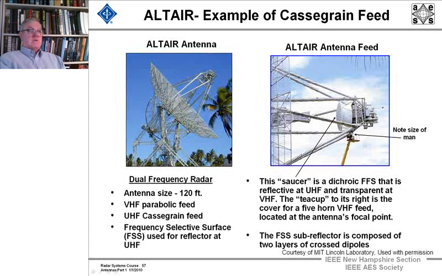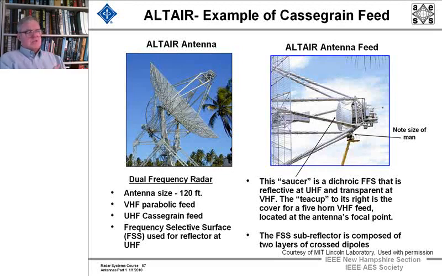Isn't that neato? And so the front surface subreflector, the frequency selective surface subreflector, is composed of 2 layers of cross dipoles. For the interested student, you can look that up in Skolnick's handbook.